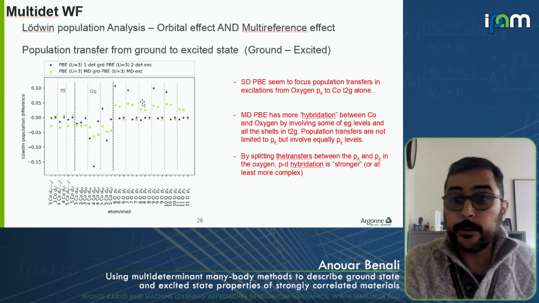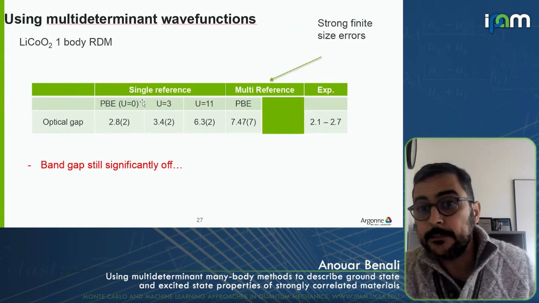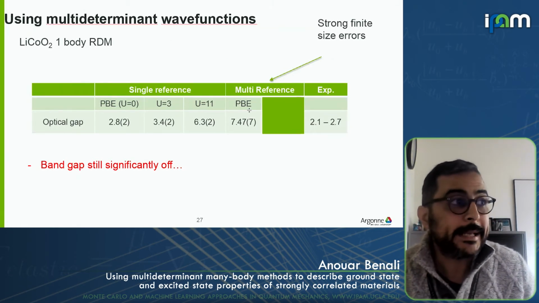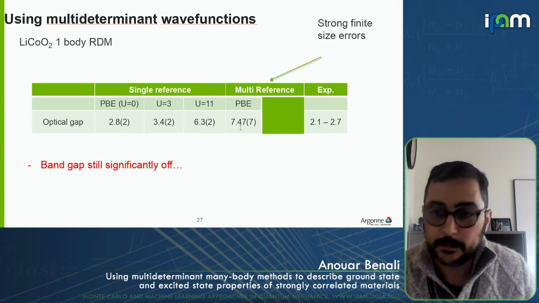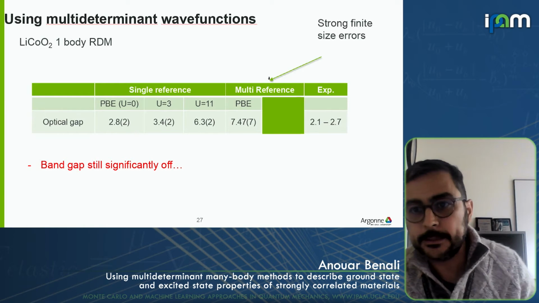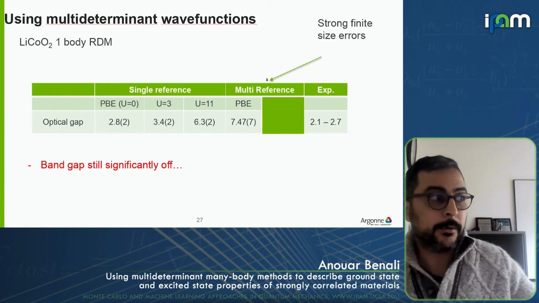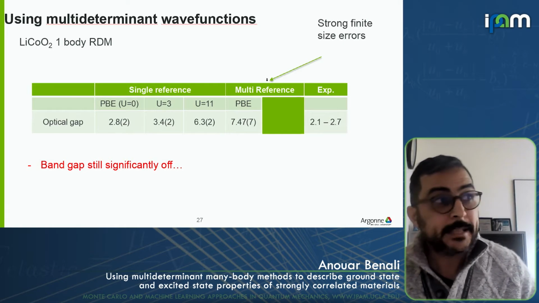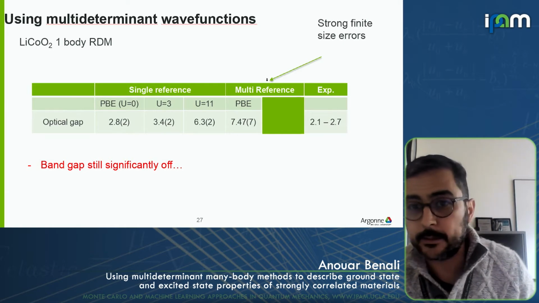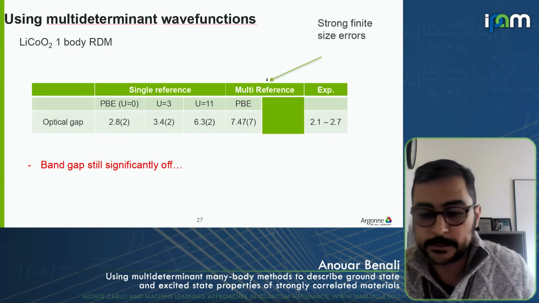And okay, so does this fix the problem? Absolutely not. It makes it even worse. When we look at the band gap now, the band gap is 7. And even if we had finite size errors here, this does not justify this level of error. So we were really not happy with this result because we thought that we had nailed it. So we need to go even beyond the orbitals that we have.